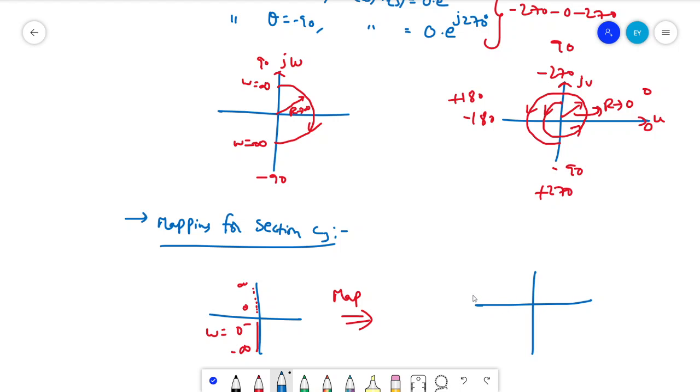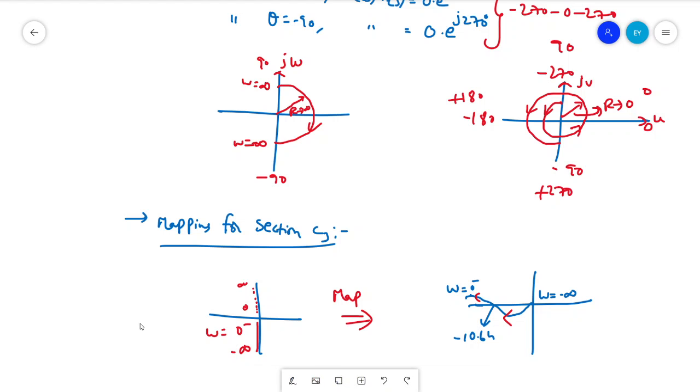So it will start minus infinity, right? Minus infinity, and it will go this way and it will end up at 0. This is at omega is equal to minus infinity, and this will be omega is equal to 0 minus. So this point is same point, 10.64, minus 10.64. Okay, this is the direction. Next thing is case C4.